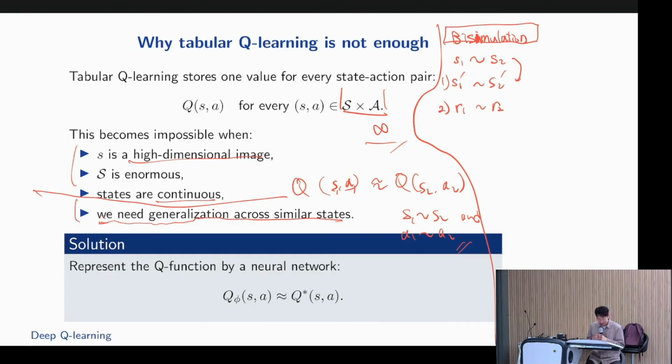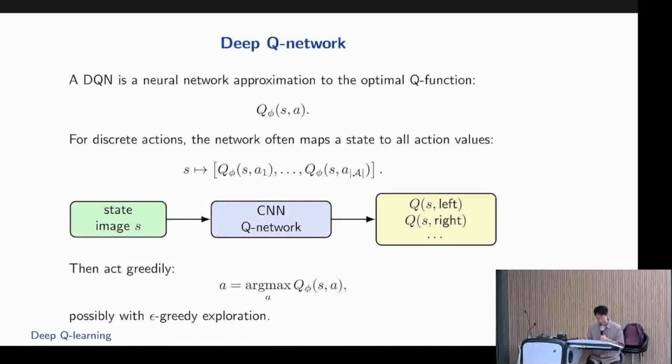This is a different issue. As opposed to having a table, we're going to use a neural network. The input to the neural network is state and action, and it outputs a real number, your prediction of the Q for that state and action. Neural networks are great at this kind of generalization: if inputs are similar, they output more or less similar outputs. So DQN is a neural network approximation to the optimal Q function, where this is the neural network parameter. Implementation-wise, for discrete actions, to make it easier, it takes only the state as input and outputs the Q values for all actions, as opposed to inputting all actions.